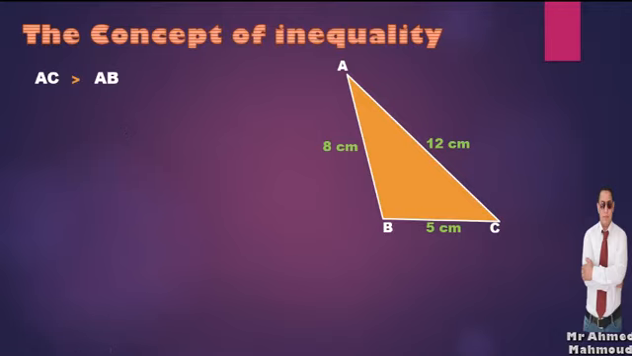The inequality is a mathematical relation that includes bigger than or smaller than, just as the equation is a mathematical statement that includes an equal sign. If we have another comparison between AB, which is 8, and BC, which is 5, we see that 8 is greater than 5, then we say that AB is greater than BC. Now I arranged the sides of the triangle in descending order: AC greater than AB greater than BC, or 12 greater than 8 greater than 5.